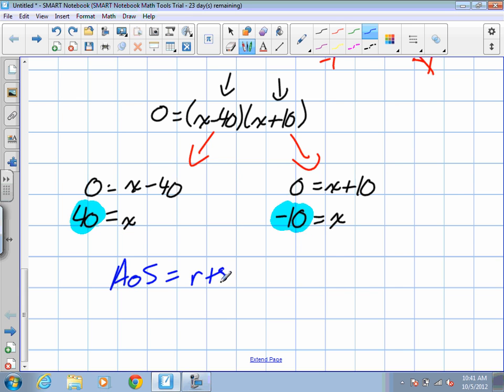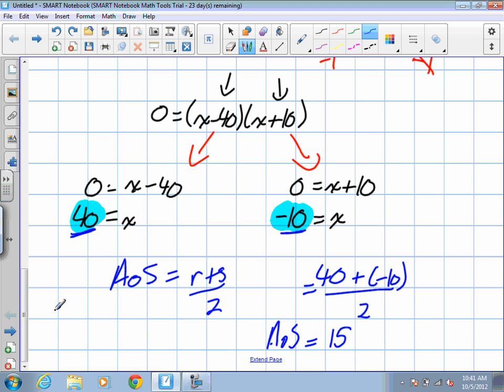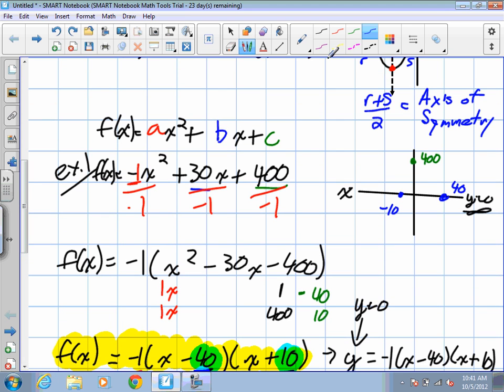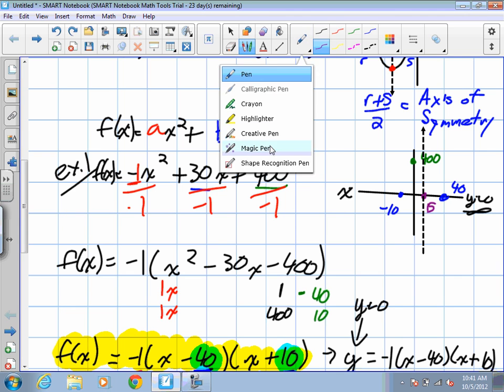So we're going to go (40 + -10) divided by 2. Well, what's 40 plus negative 10 divided by 2? 15. So the axis of symmetry, we'll go back up to our graph, we'll draw it. Axis of symmetry is at 15. We'll say it's roughly there. So what that means is there is an imaginary line going right through the middle of this parabola at 15. Okay? And we know the vertex is definitely going to be on here. We just don't know what the y value of the vertex is going to be. So this is our very last step.